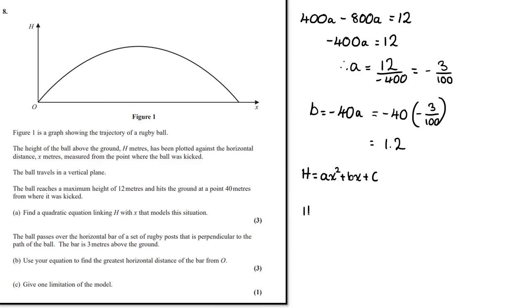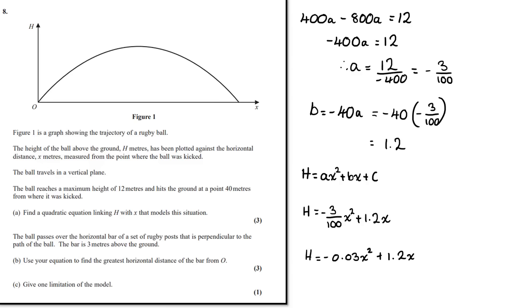So I get h equals minus 3 over 100 x squared plus bx, where b is 1.2, so plus 1.2x there. And again, you could express this as minus 0.03, so h is equal to minus 0.03x squared plus 1.2x there. I think that looks a little bit neater given in that form. Okay, so that gets us the first 3 marks there for part A.